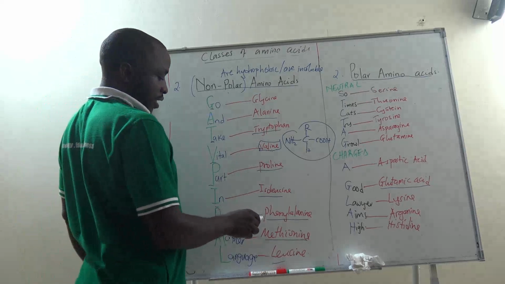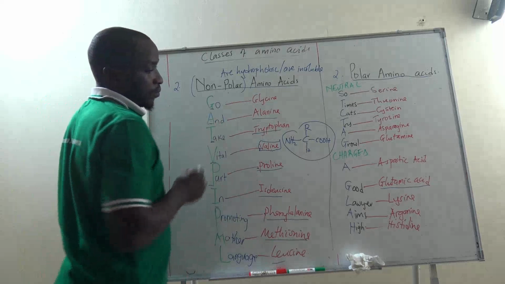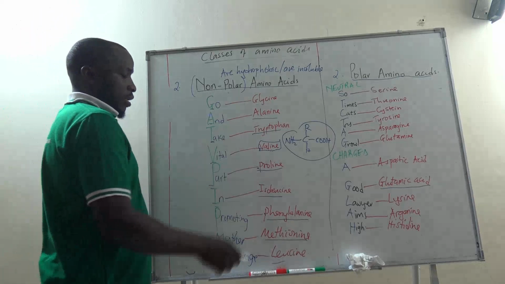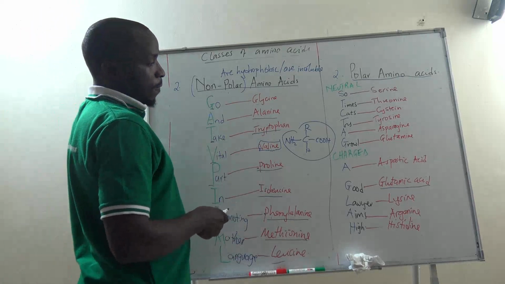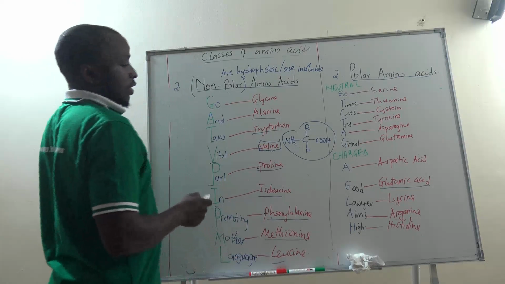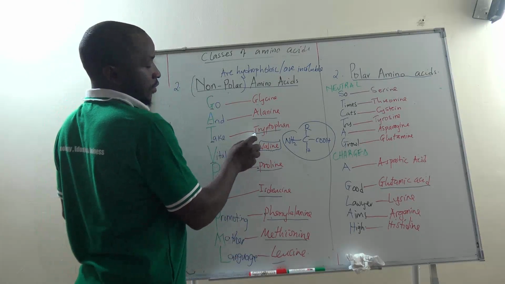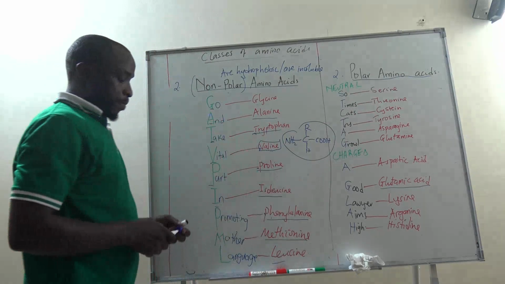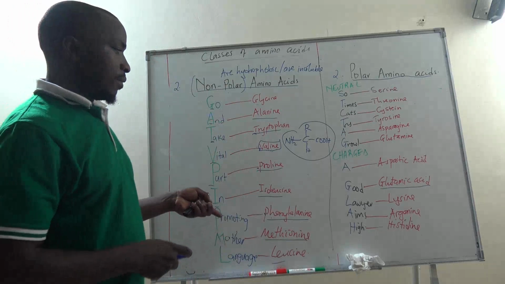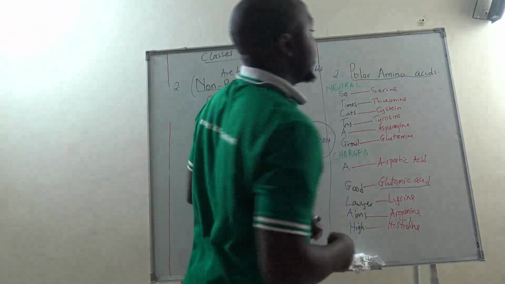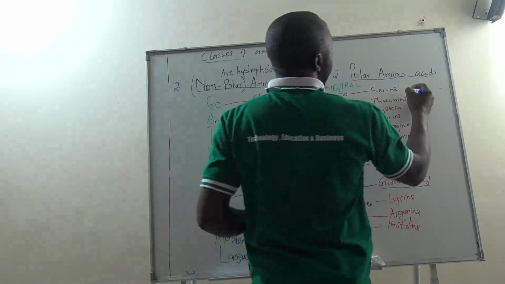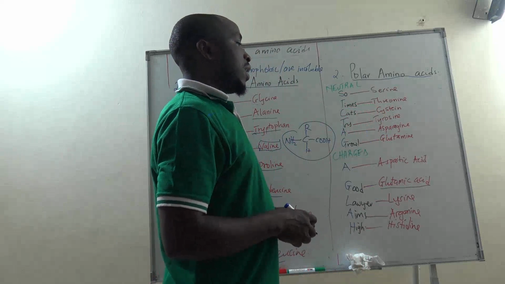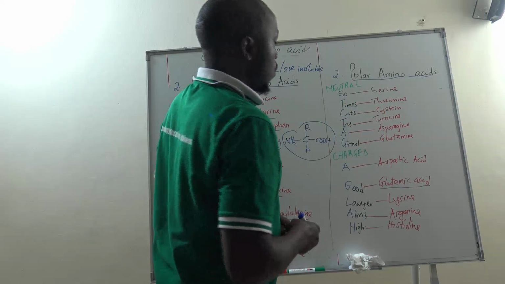So we can now see that all the P's this time around are non-polar, proline and phenylalanine. But now the T's are not. Tryptophan is here, threonine is on the other side. That is one. Polar amino acids mean they can go into solution. If you dissolve them in water, they would end up dissolving in water.